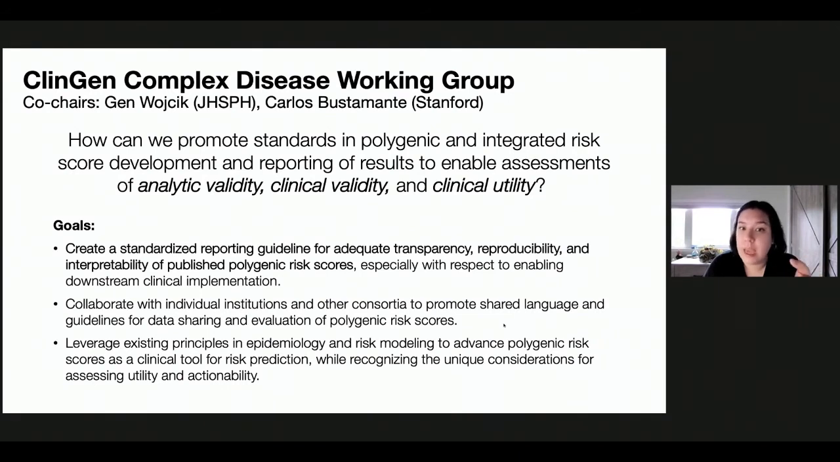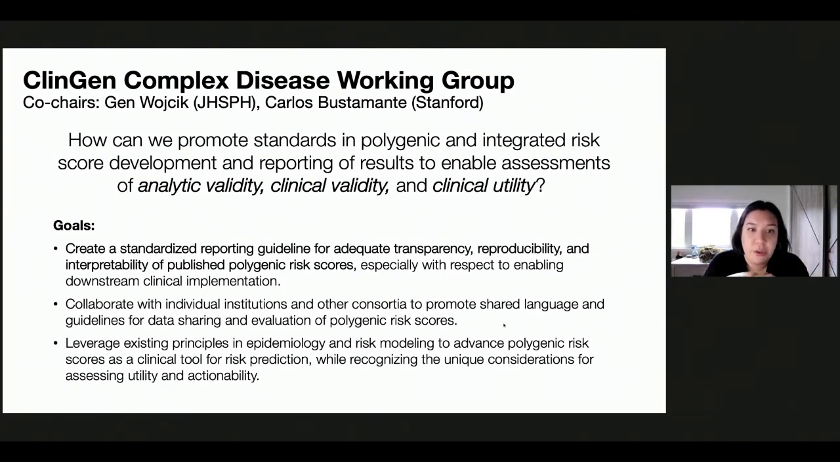We're going to talk more in depth about one of them, which is first to create a standardized reporting guideline. So what information do we need to know about the polygenic risk scores? How are you supposed to report them so that we can know? Because one of the major hurdles right now is that a lot of polygenic risk scores are developed within groups, and there's no way of directly comparing them to get the best fit.